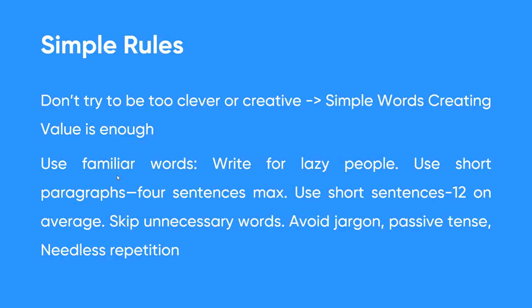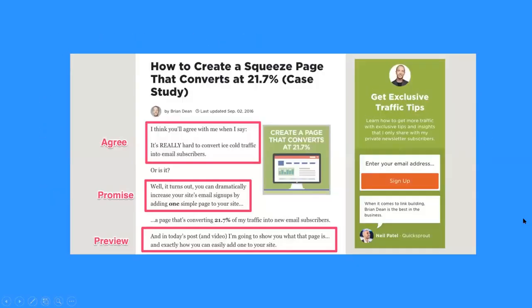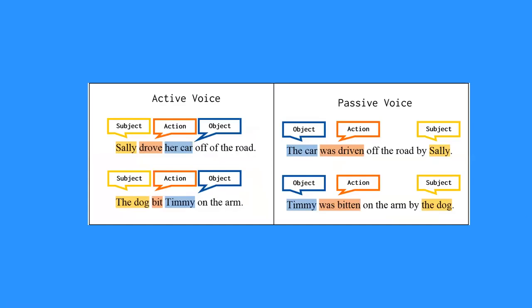All of us know what passive tense is, but if you are not clear, I'll just repeat it once again. Active tense is basically where we directly say this has happened, this has happened. So basically we are speaking it lively.